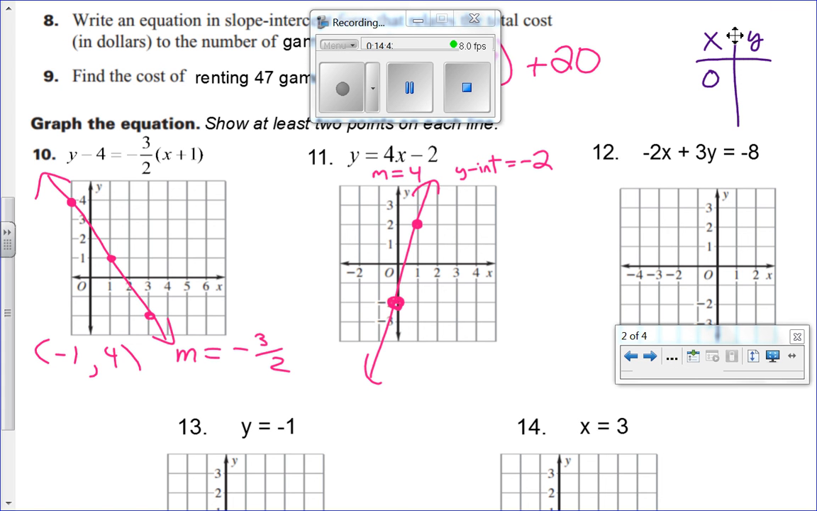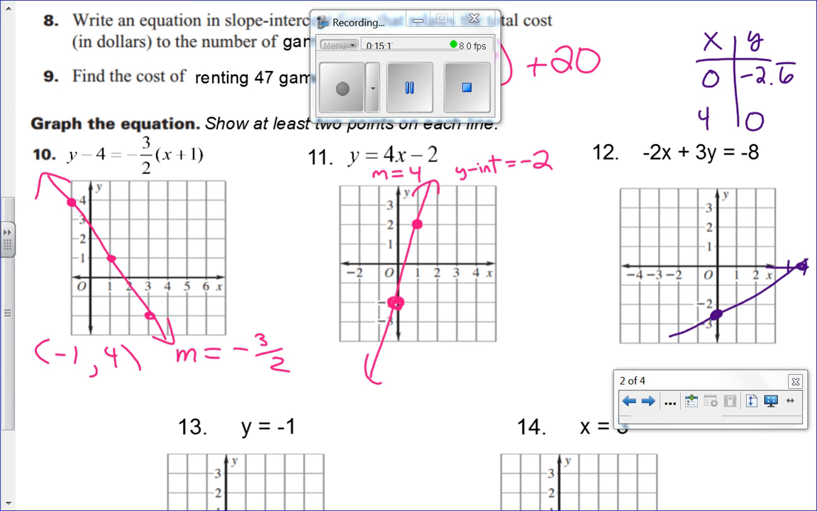So you're going to divide both sides by 3. What is negative 8 divided by 3? Negative 2.6 repeating. Thank you. And then put a 0 in for y, cover up that, and solve. What is negative 8 divided by negative 2? 4. And then you have your two intercepts. 4, 0 would actually be probably about here. I hate that these graphs are small. And then 0, negative 2.6 would probably be here. And then we connect.